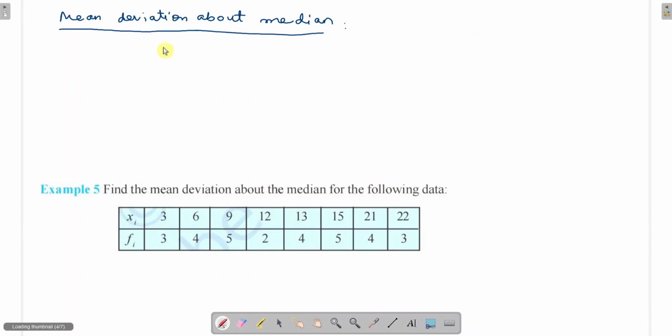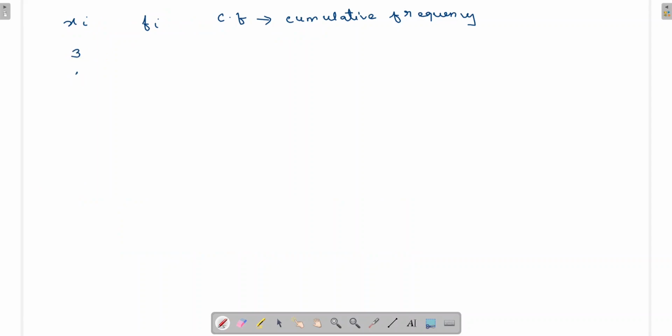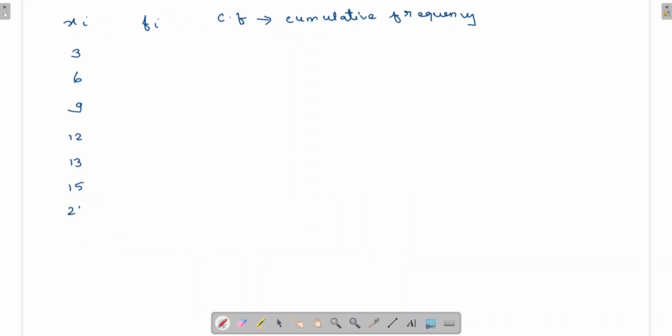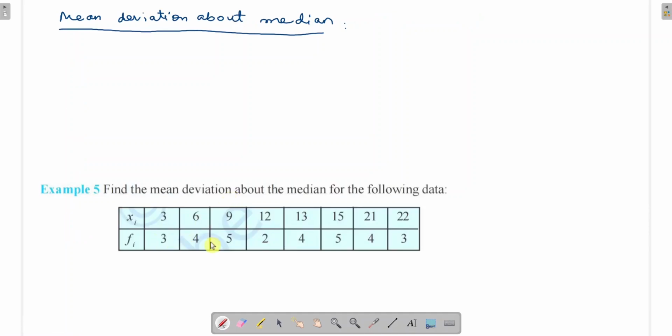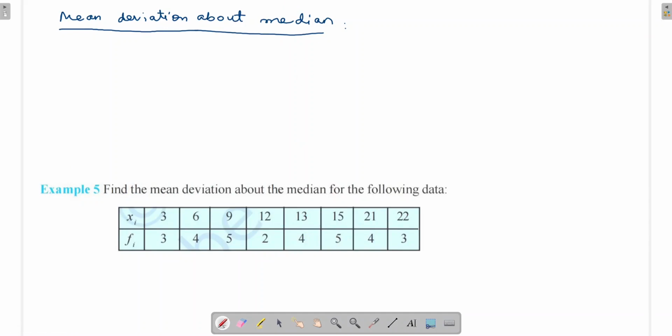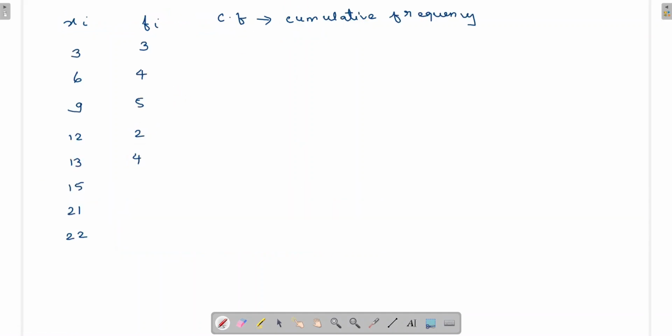So let us write down the xi values: 3, 6, 9, 12, 13, 15, 21, 22, and the corresponding frequencies are 3, 4, 5, then 2, 4, 5, 4, 3.